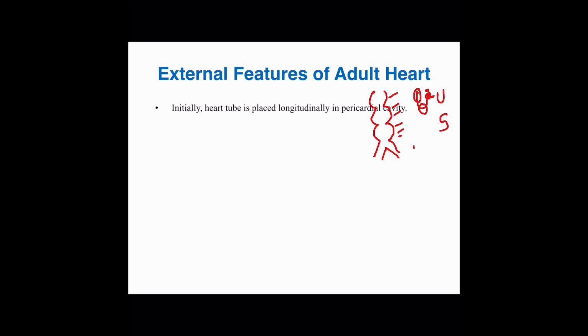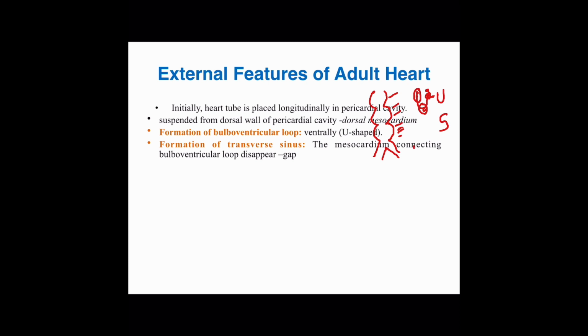Initially the heart tube is placed longitudinally in the pericardial cavity. It is suspended from the dorsal wall of the pericardial cavity by the dorsal mesocardium. First, there is the bulboventricular loop, that is the U-shaped loop. I told you there is first the dorsal mesocardium. As development proceeds, this dorsal mesocardium disappears and there is formation of the transverse sinus. So the mesocardium connecting the bulboventricular loop disappears to form a gap, and it forms the transverse sinus.